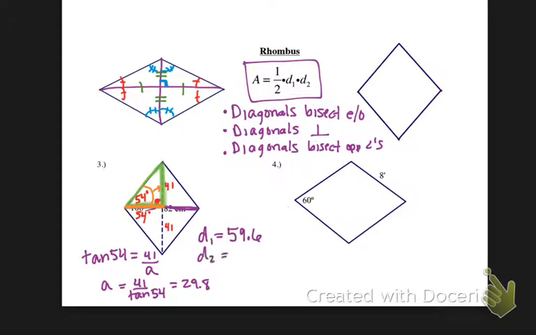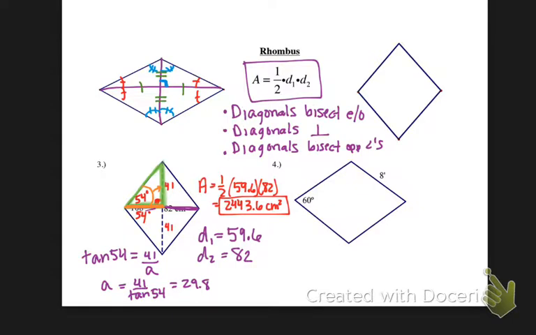And the other diagonal was already given to us in the problem. It was 82. So we are ready to go with our formula here. 1/2 of the diagonals multiplied together. And we should get 2,443.6 squared centimeters.